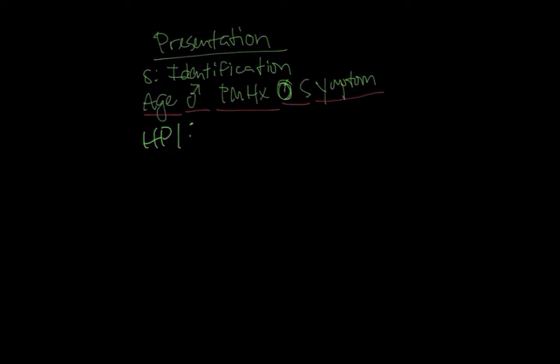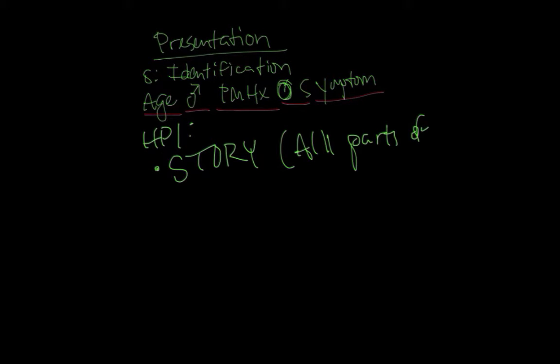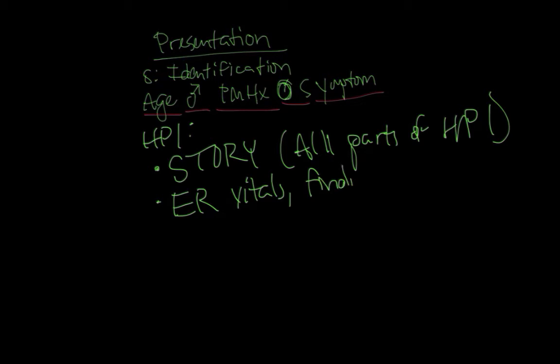What I just did was essentially say, you need a story that includes all parts of HPI, all relevant parts, not everything that Mom told you. Also, if they're in the hospital, go ahead and include ER vitals, brief findings or physical exam, anything that happened, and interventions. Oh, and then, of course, all parts of the HPI also should include the review of systems. So, was he febrile? Was he coughing, etc.?